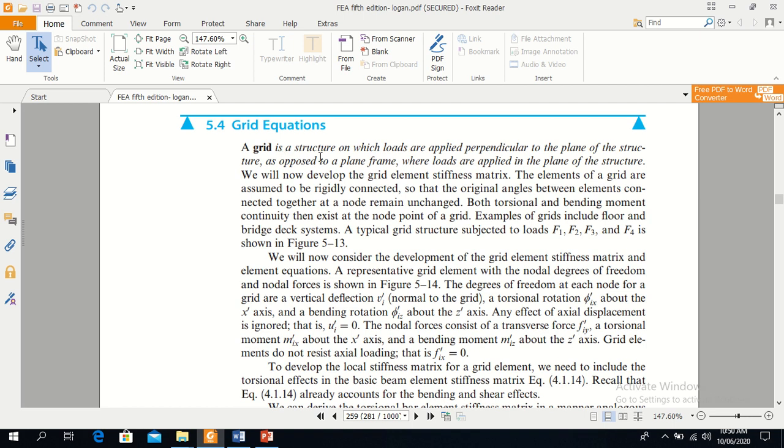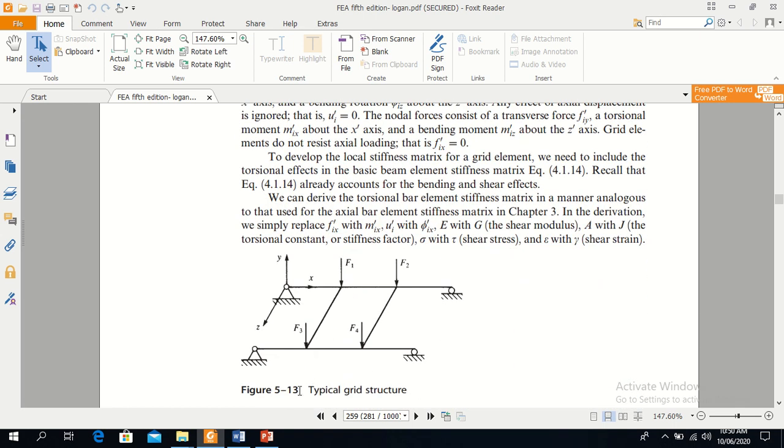Grid is a structure on which loads are applied perpendicular to the plane of the structure as opposed to a plane frame. So the basic difference between a grid and a frame is that in a frame, loads are applied in the plane of the structure, whereas in a grid, loads are applied perpendicular to the plane of the structure. I will explain it with the help of this figure 5.13.